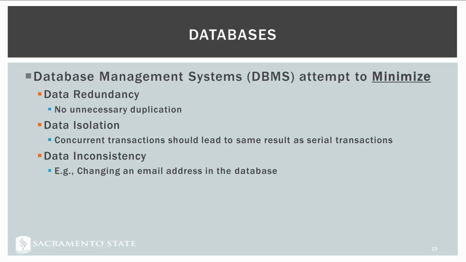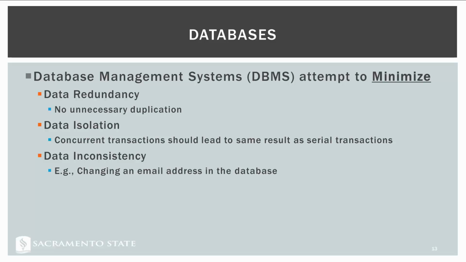So with data isolation, one thing that database management systems attempt to do is minimize isolation problems so that concurrent transactions will lead to the same result as if they were one after the other. And so there's things like locking and mechanisms behind the scenes that are beyond the scope of this class to help minimize the problems with inconsistent data that's caused by these concurrent transactions.